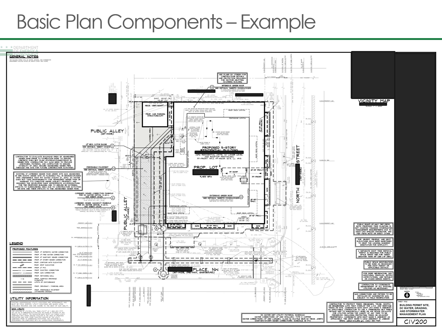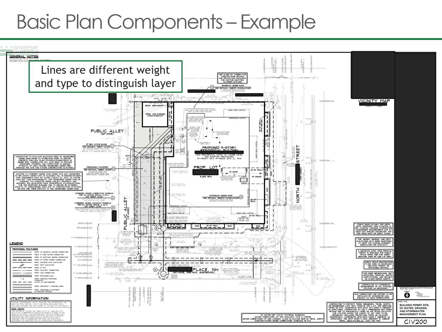Here's an example plan sheet that is very easy for a plan reviewer to read. Everything is clearly marked with different line types and hatching in the legend. The line types are different weight, and they're easy to distinguish the type from each layer. The text is also clear.